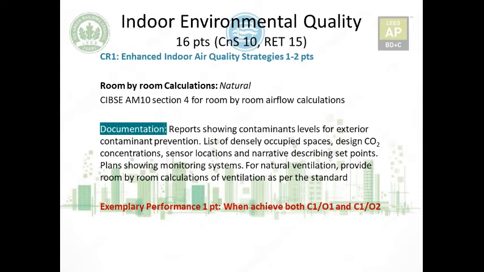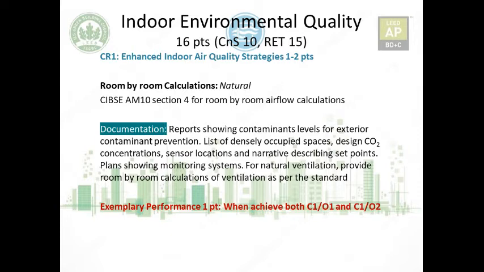So now the documentation is report showing contaminants levels. When you come to the exterior contamination prevention, list of densely occupied spaces, because you are putting CO2 sensors there, and if you are putting the CO2 sensors, you have to put the design calculations there, their location, and why you have put a certain set point. It has to be explained in your documentation. And the plan showing monitoring system. For natural ventilation, the one we just saw, CIBSE AM10 section 4, it has to be provided along with the calculations to fulfill the requirement of this credit.